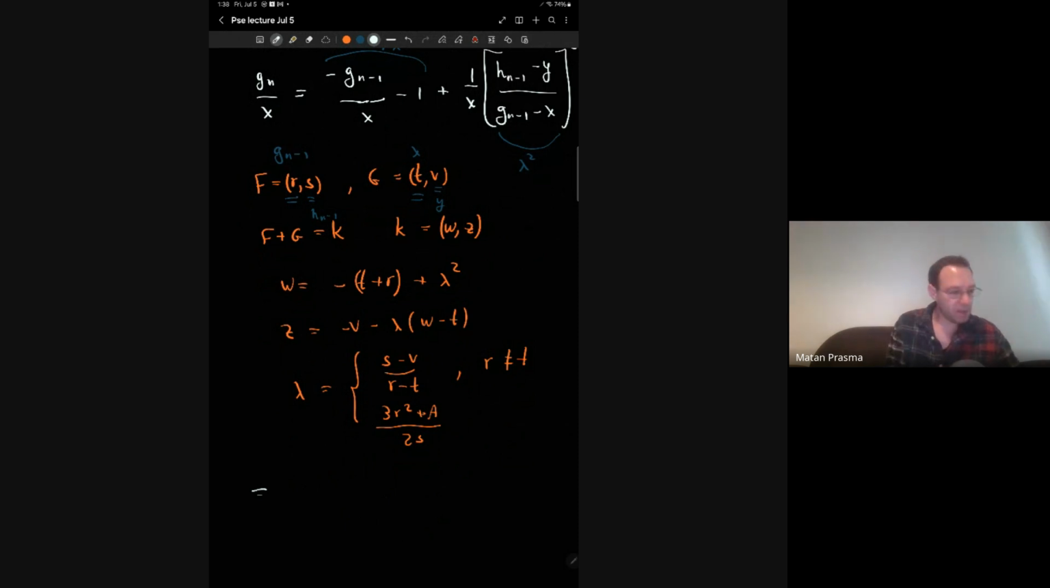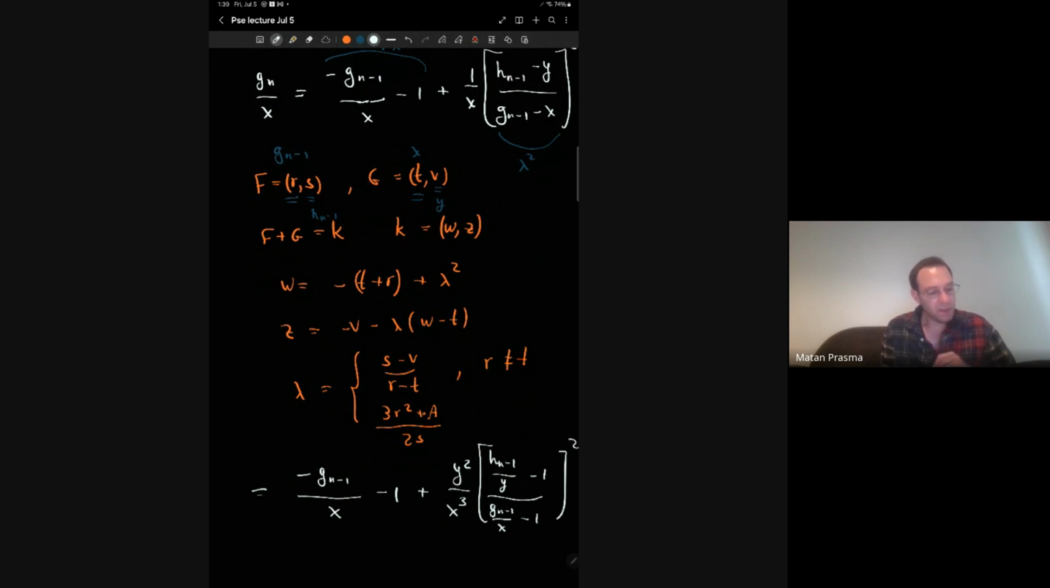I can write it as minus gn minus 1 divided by x minus 1 plus y squared divided by x cubed. And here I have hn minus 1 divided by y minus 1. And this is divided by gn minus 1 divided by x minus 1. This all is squared.